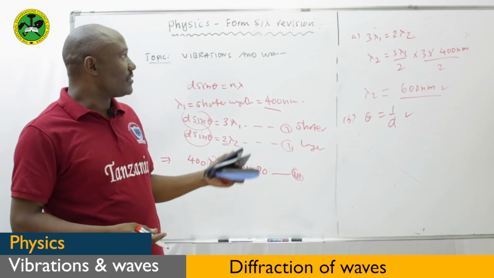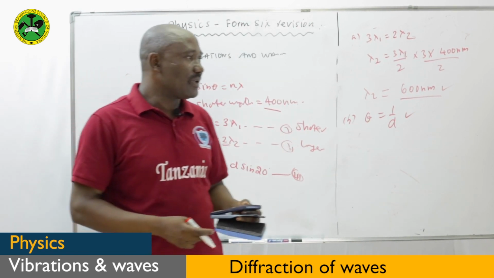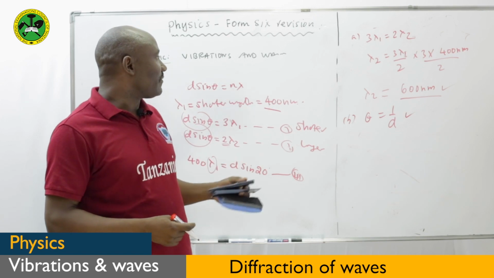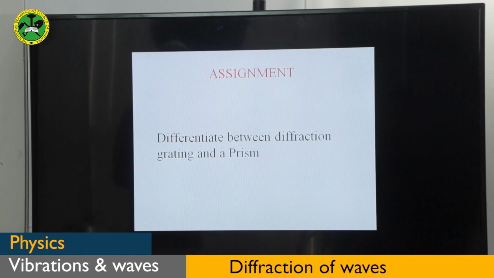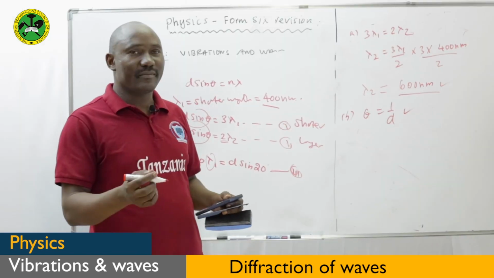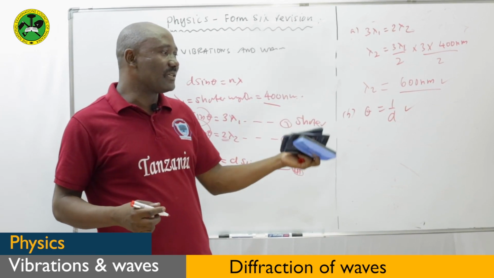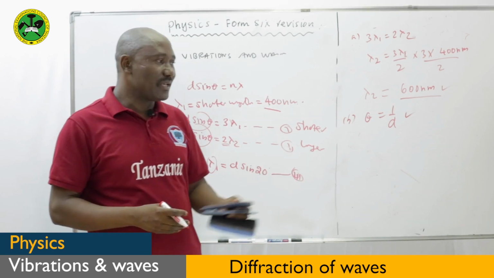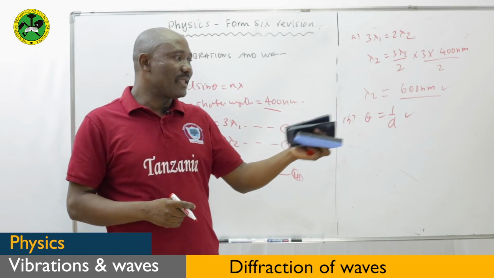So to make use of this concept you have learned here, let's take an assignment for you, which you can do while at home. The assignment now is to give the difference between the diffraction grating and a prism. So you just go and revise what features are formed on a diffraction grating and those formed in the prism. Just find out from your books, and you can have more than 4 differences.